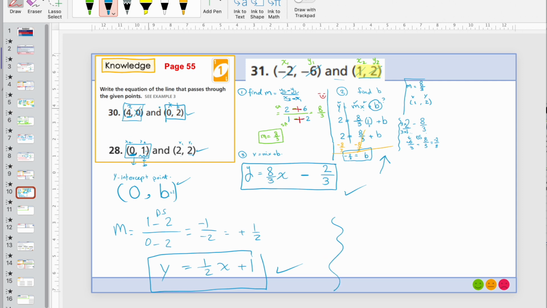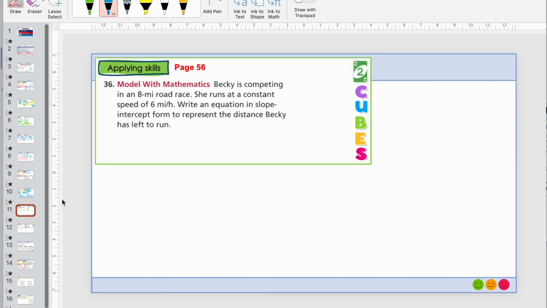And by the way, for the last question, question 30, the equation of the line will be y equals m is, one second, negative 1 over 2, negative 1 over 2, x plus 2. Let me double check. Negative, yes, negative 1 over 2 x plus 2. Double check your answers. Let's move to this question.